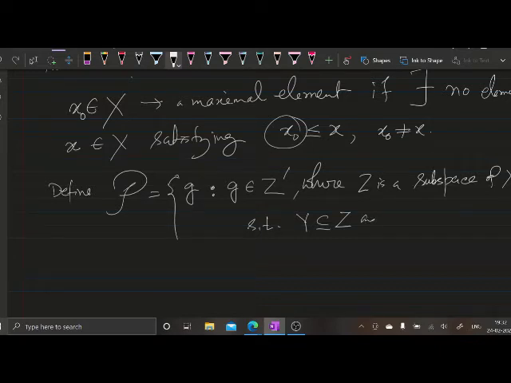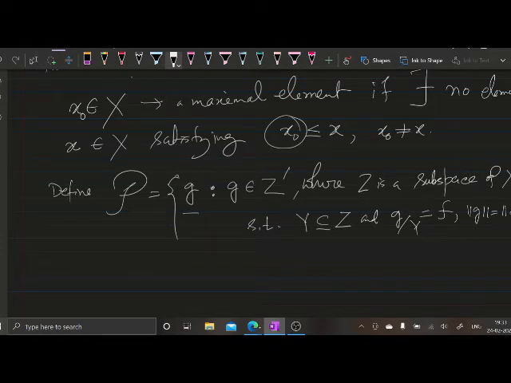And G restricted to Y will coincide with F, and the norm of G will be equal to the norm of F. So you are considering P, the set of all those linear functionals that have been taken from the dual spaces of Z, where Z is a subspace of X containing Y, such that if you restrict these functionals to Y, then it will give you F, and norm G is equal to norm F. Okay, so that is your set.